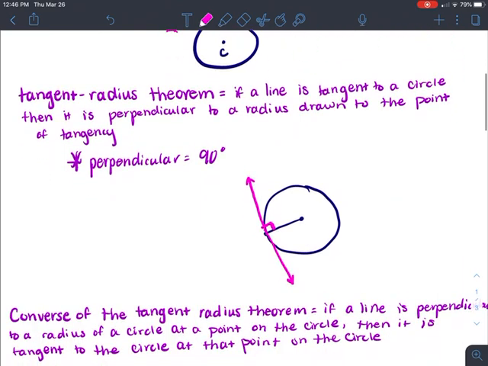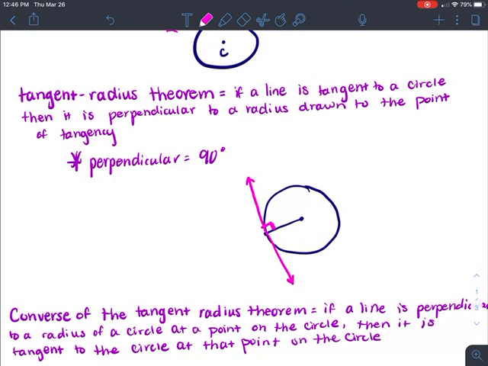The tangent radius theorem states that if a line is tangent to a circle, then it is perpendicular to a radius drawn to the point of tangency. So this is just saying that the angle where the point of tangency hits the circle is 90 degrees. That's all this is saying. So if you can remember that wherever the tangent hits the circle, that's 90 degrees, this is going to be really important to be able to solve some of your problems.